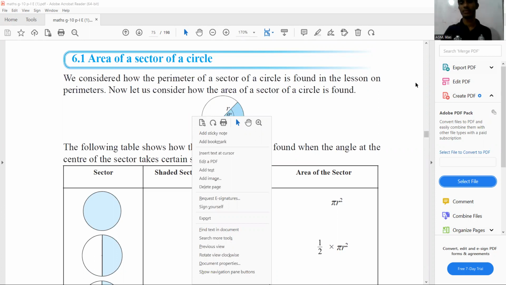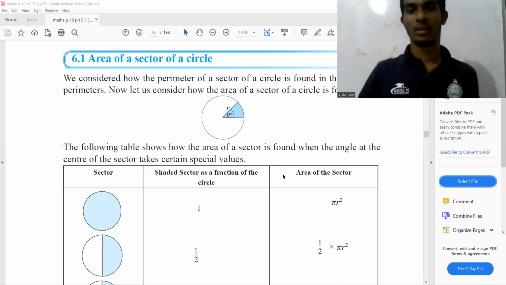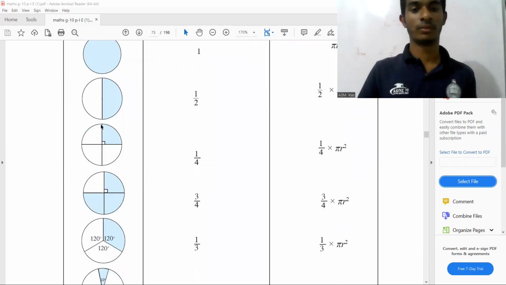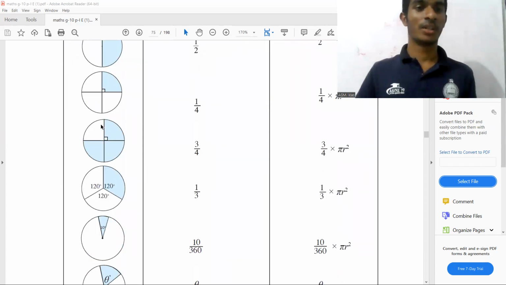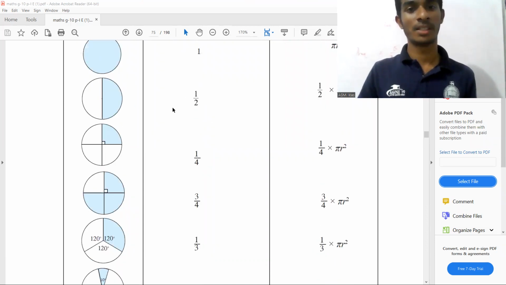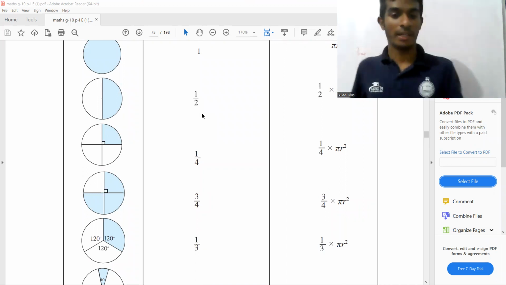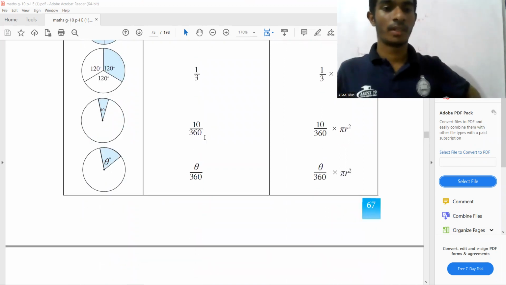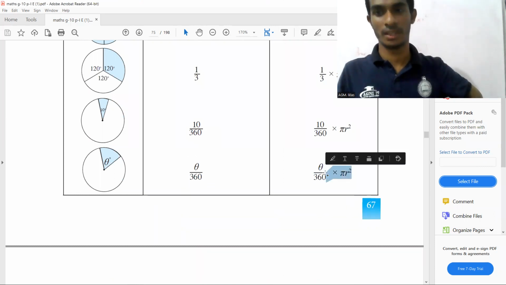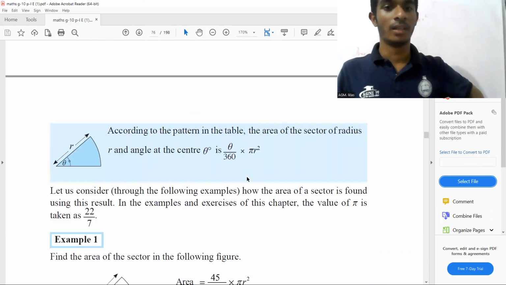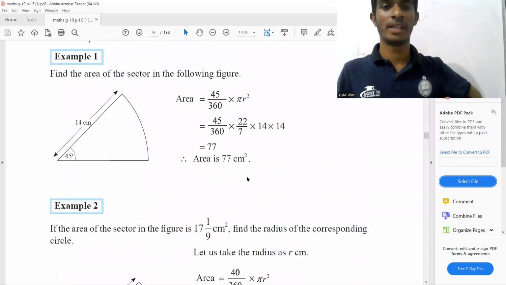Let me magnify my video. Okay. Now the same things, right? If it is a quadrant, we have to use 1 by 4. If it is a semicircle, this fraction should be 1 by 2. And if it is theta, theta by 360, and this is the equation. That's all. So moving to example number 1.